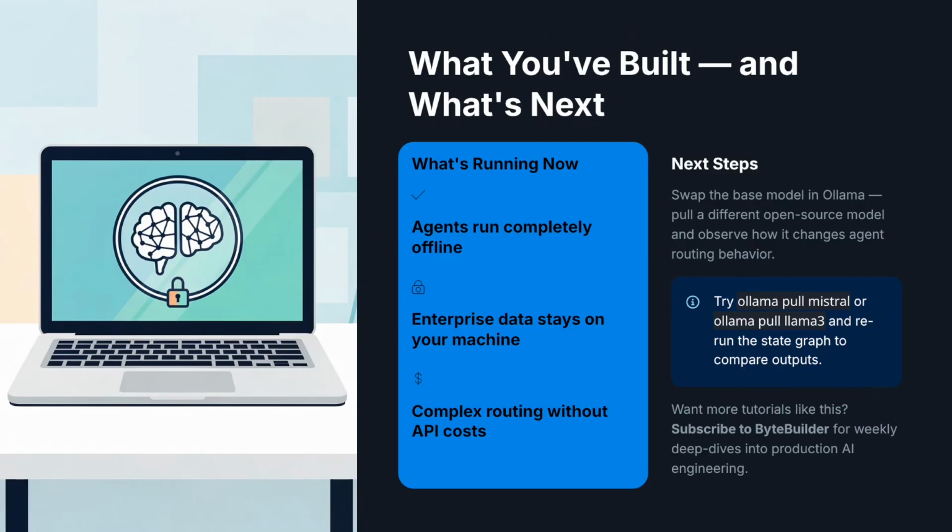Alright, let's look at what you have actually got running. You now have a fully functioning multi-agent system operating completely offline. Your sensitive enterprise data doesn't leave your machine. You don't have to worry about API costs scaling out of control. And you still get complex routing and tool usage.